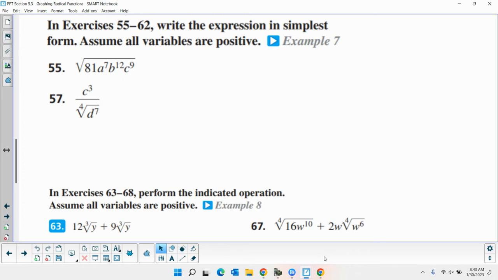All right. So number 55 is square root. They didn't put the little 2 up there because we never do, right? So I'm looking for groups of 2 if I do a factor tree. But we know 81 is a perfect square, right? So we know 9 comes out.